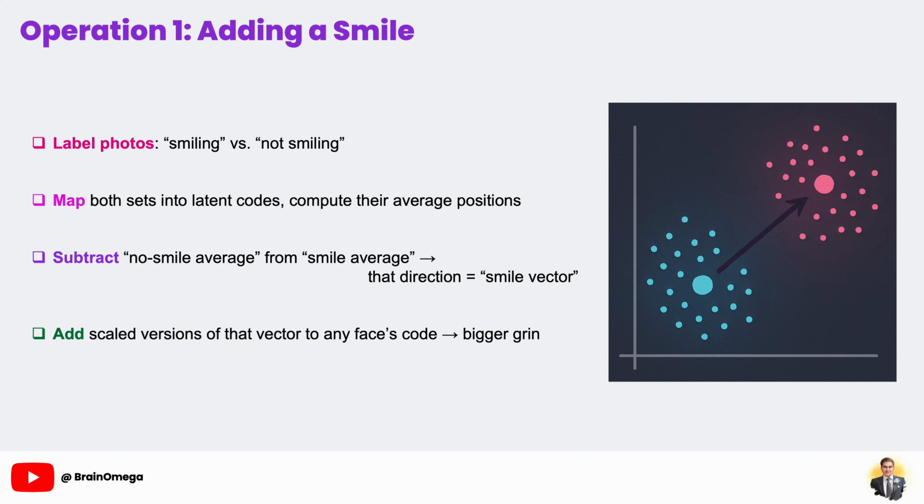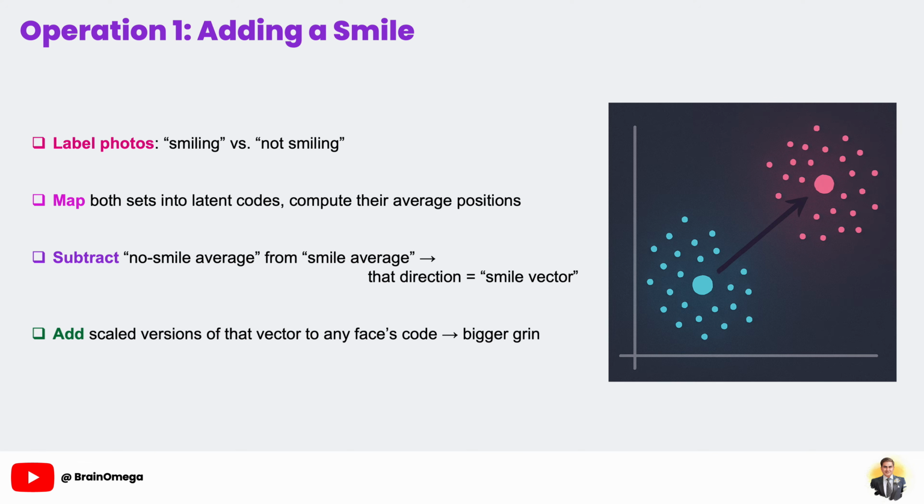2. Encode every face. Pass each labeled image through your encoder network. Now you have two groups of latent codes. One group for smiling faces, another for non-smiling faces. 3. Compute the average code. Take the average or mean of all the codes for smiling faces. Call this vector SM. Take the average of all the codes for non-smiling faces. Call this vector SN.